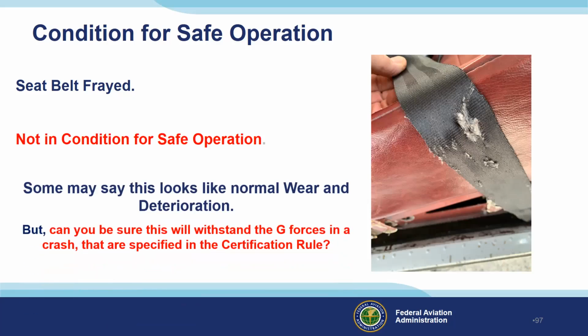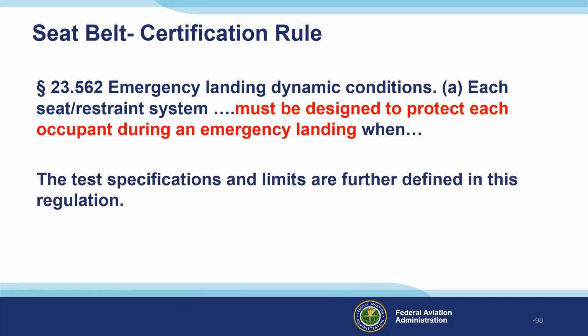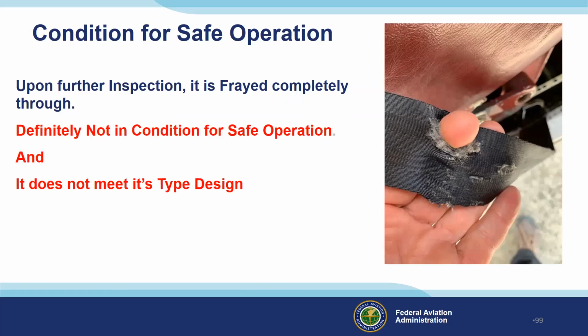That's the question. There's the certification rule for a Part 23 aircraft. It goes to great length onto all the specifications that the seatbelt has to meet. So upon further inspection, you notice that it's frayed completely through. So it definitely fails both criteria. It's not in condition for safe operation, and it doesn't meet its type design.